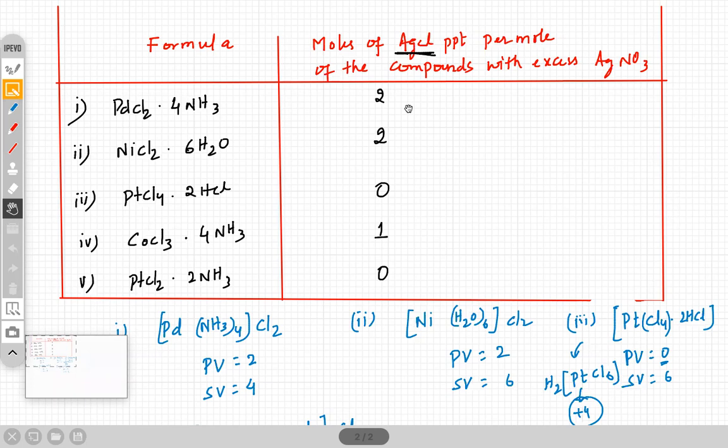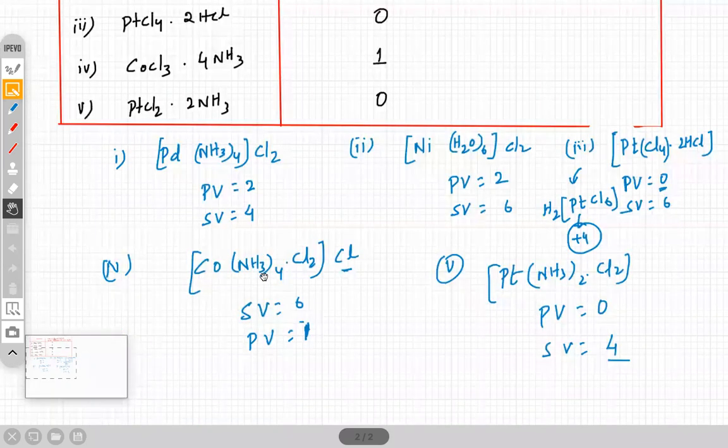Yes? In the last class you gave that same fourth example and you told primary valency is 3. The fourth one, this compound? Yes. So the question is the primary valency. See, it's basically the language that is written.